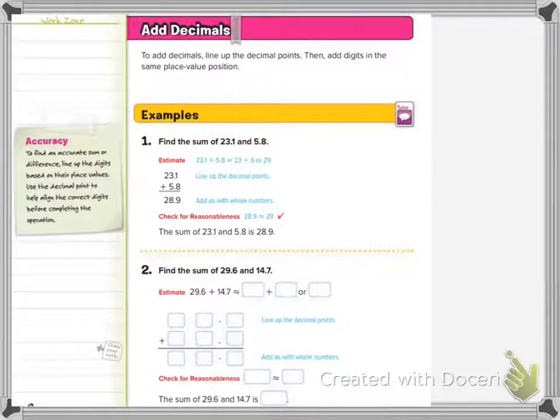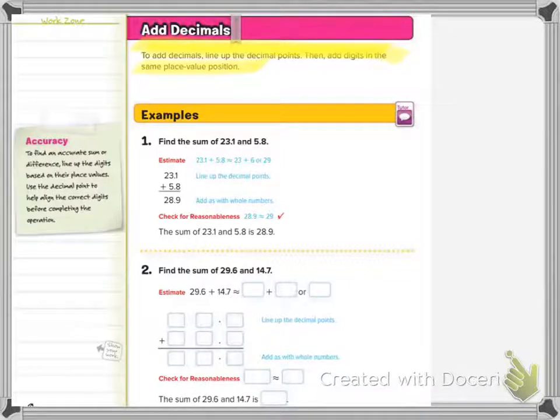So first, our first lesson is Chapter 3, Lesson 1, and it starts on page 178 in your textbook. You'll see exactly what you see on the screen here. It says add decimals. And the first thing we're going to go ahead and do is highlight what it tells us to do when we add decimals. So to add decimals, we're going to line up the decimal points. So they have to be in line. And then we're going to add the digits in the same place value position.